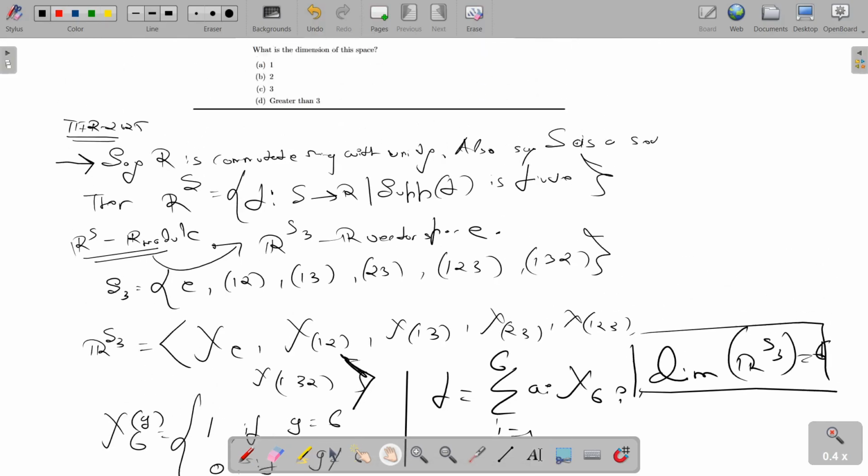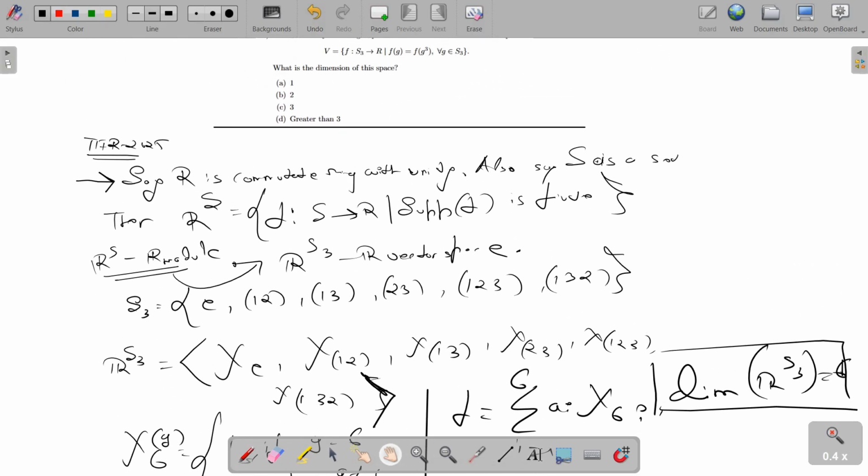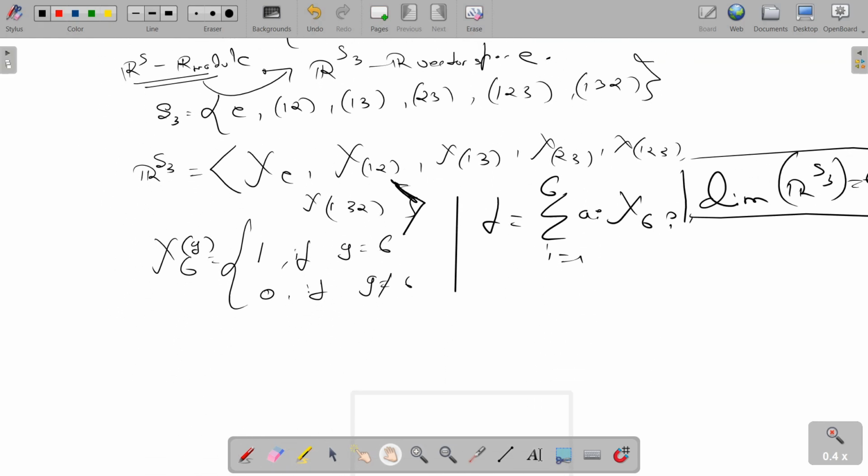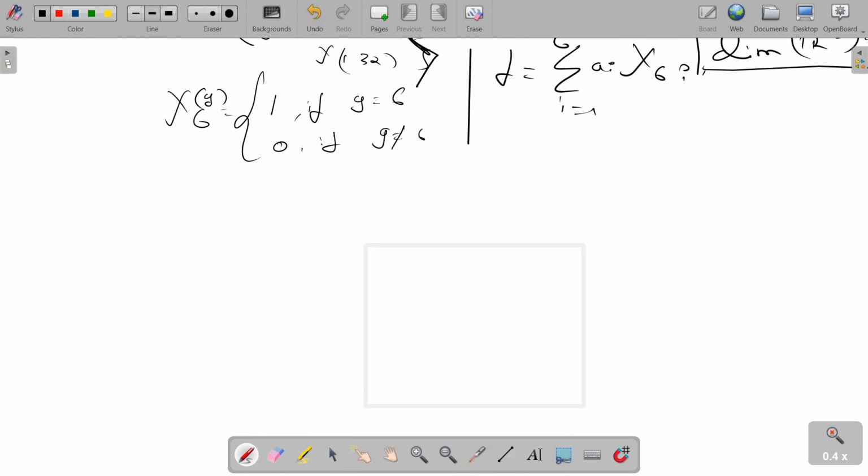Now in our given question, V will be a vector subspace of this, since in V we want all such functions, with finite support of course, such that f of g is f of g cube for all g belonging to S3. So if we can find basis elements which satisfy this, right?